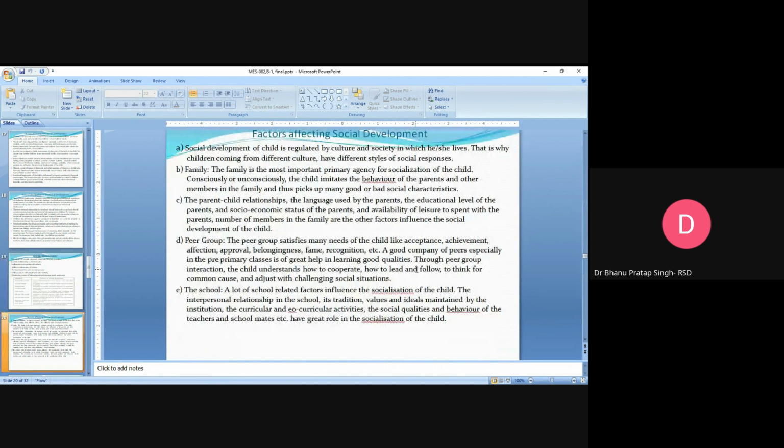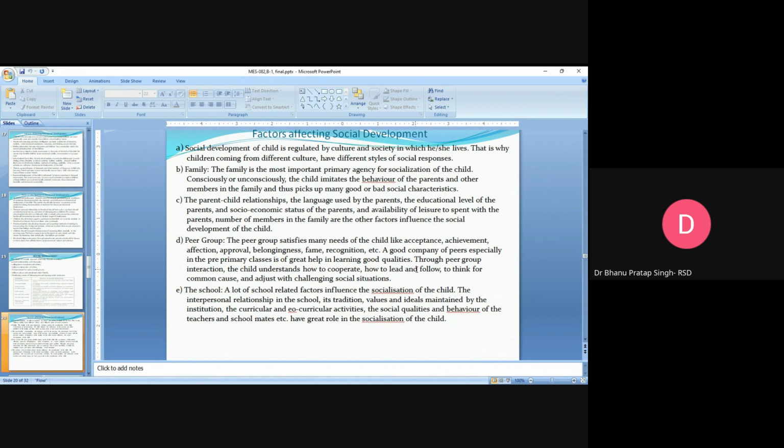Next is factors affecting social development. Yes, there are many factors which affect social development. One is that the social development of a child is regulated by the culture and society in which he or she lives. That is why children coming from different cultures have different styles of social responses. And what are the factors?